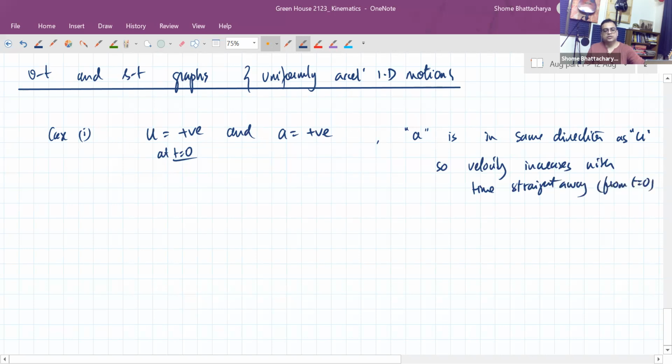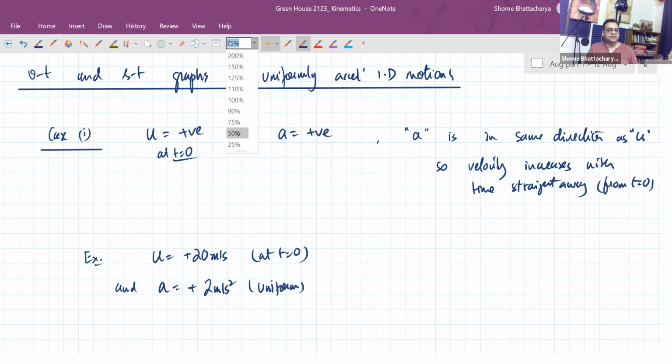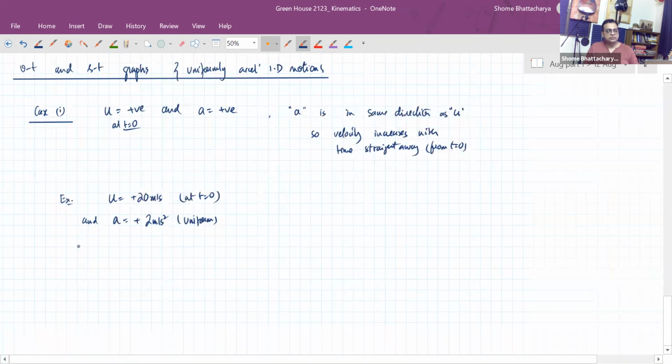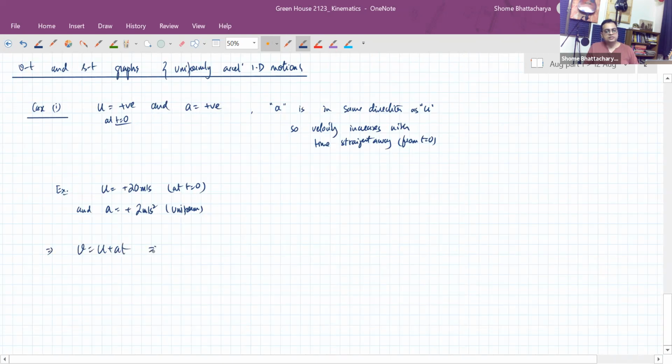Let's understand this sort of graph with an example case. Suppose we had an example where our initial velocity was, I'm writing with sign because it's along the positive direction, 20 meters per second, and a uniform acceleration of, let's say, plus 2 meters per second square. Now let us understand how the displacement and velocity will vary with time. So v will be equal to u plus at. Velocity as a function of time will be 20 plus 2t.